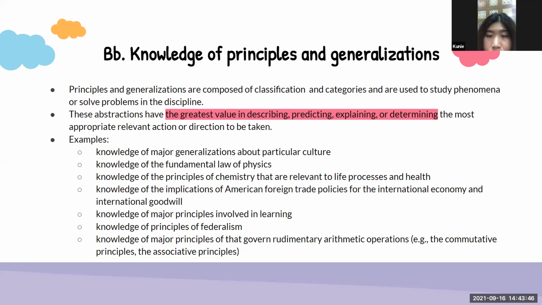Examples: knowledge of major generalizations about particular cultures, knowledge of the fundamental laws of physics, knowledge of the principles of chemistry that are relevant to life processes and health, knowledge of the implications of American foreign trade policies for the international economy and international goodwill, knowledge of major principles involved in learning, knowledge of the principle of federalism, knowledge of major principles that govern rudimentary arithmetic operations, such as the commutative principle and associative principle.